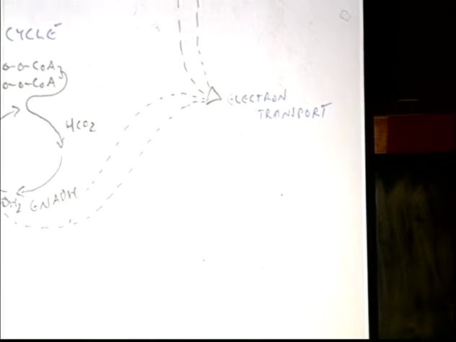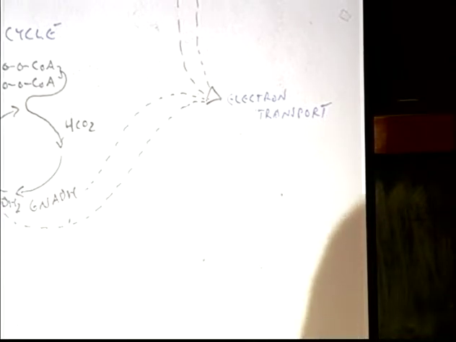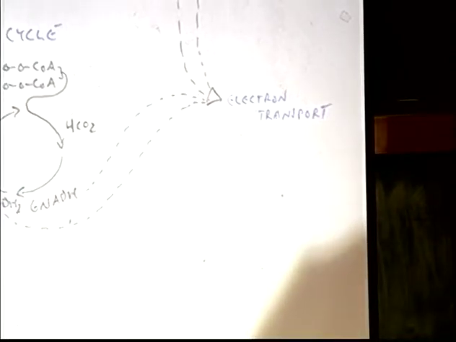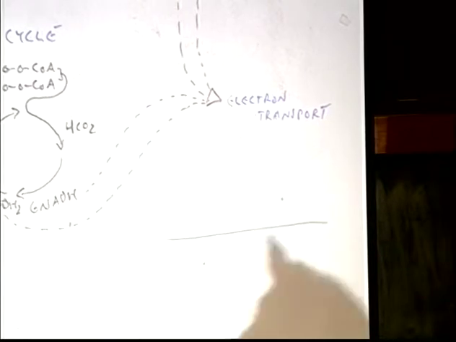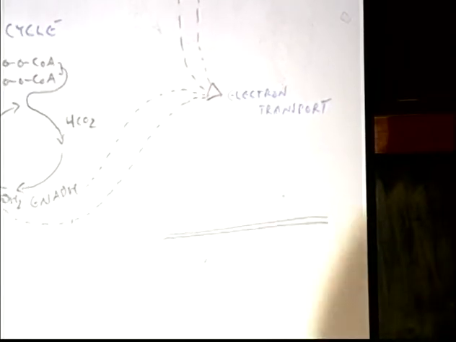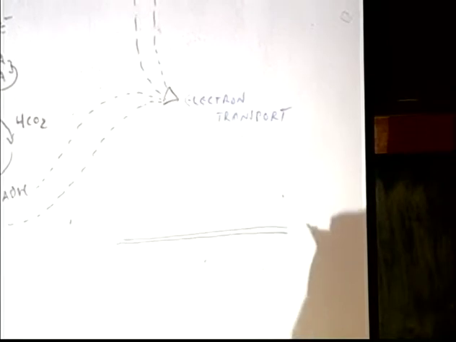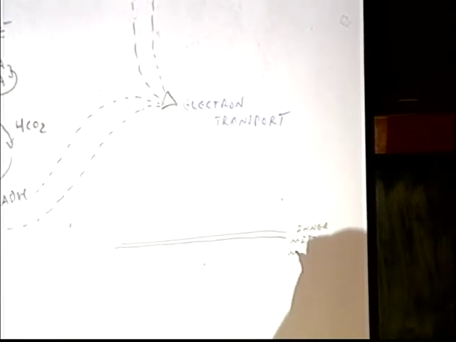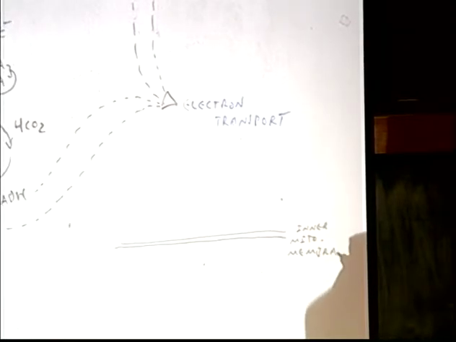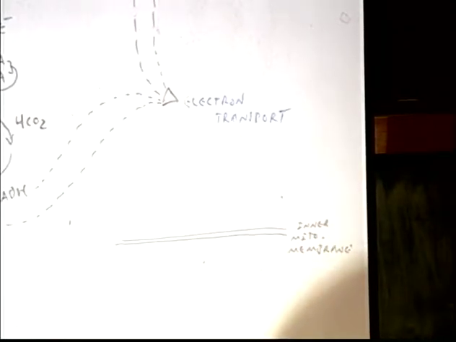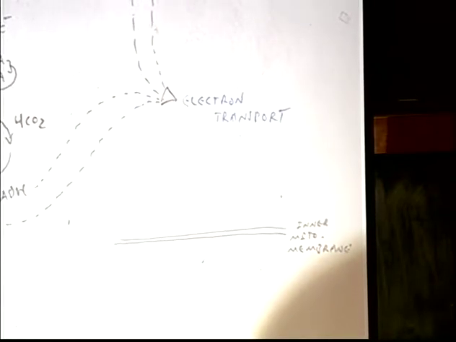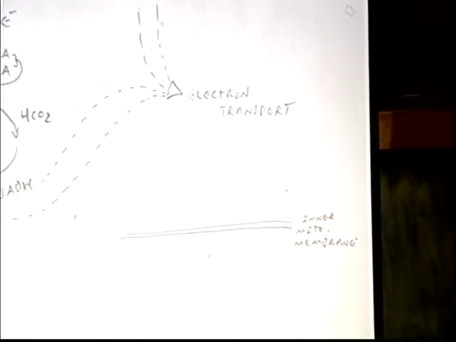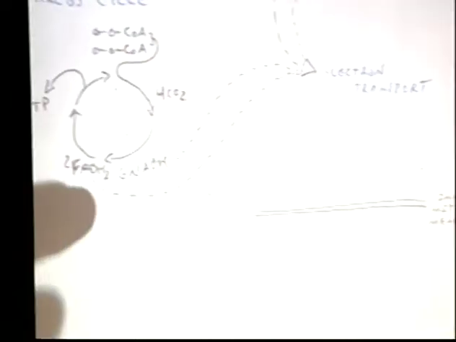The way I try to think of electron transport is by actually diagramming it with a membrane, because that's where everything's basically happening. So what I'm going to do is draw the inner mitochondrial membrane. Okay, so this is the inner mitochondrial membrane. Okay, we take all of these NADHs and FADH2s and funnel them into this process.